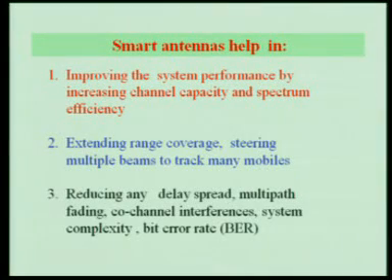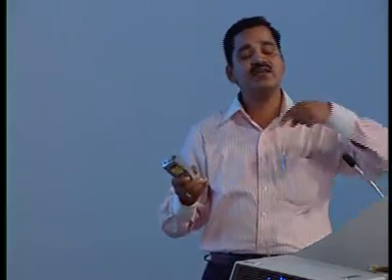A smart antenna helps in improving the system performance by increasing channel capacity and spectrum efficiency. It also extends range coverage and steers multiple beams to track many mobiles simultaneously in a specific area, because it gives main lobes in the specific directions and nulls in the interfering directions. It reduces delay spread, multipath fading, and co-channel interference, that means the interference in the case of smart antennas is very less.